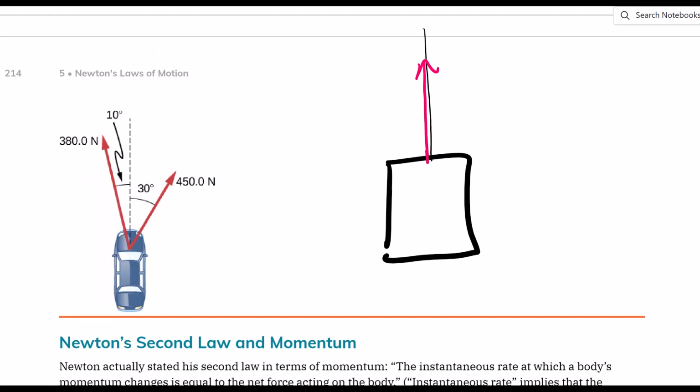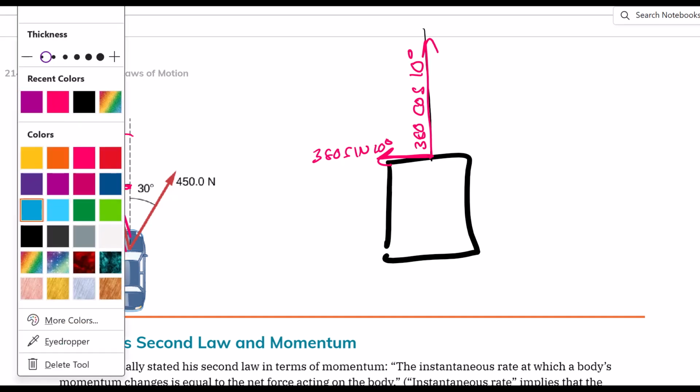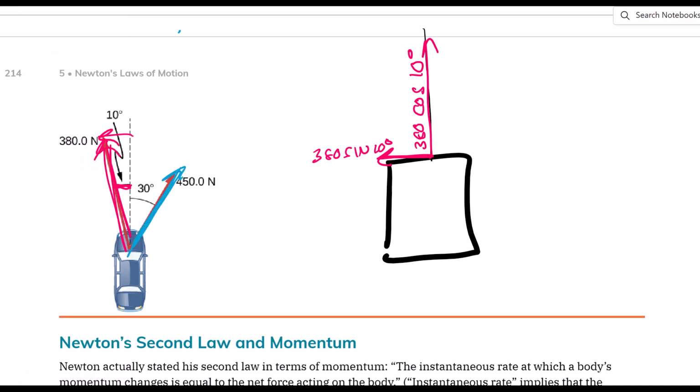So this will be 380 cosine 10, and then the opposite, this one is opposite from the 10 degrees, so this will be 380 sine 10 degrees. And then this one here is 450. Remember this is opposite. Opposite 450 is sine 30, and adjacent is cosine.